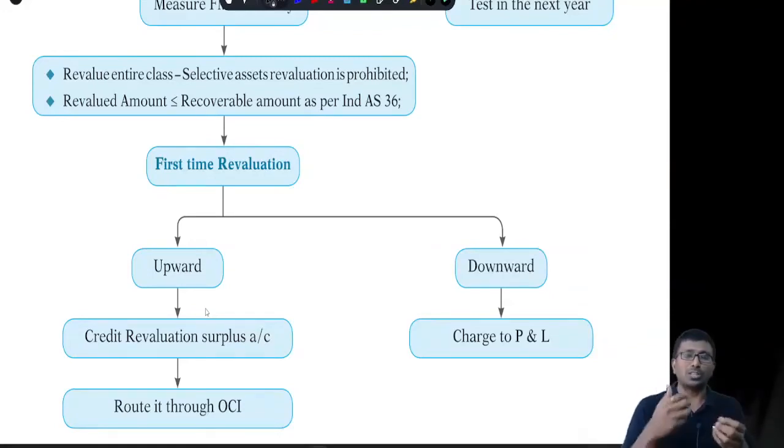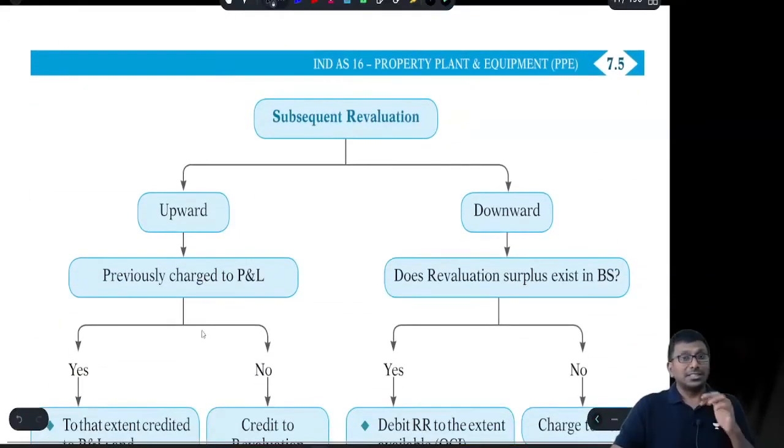Okay, first time you are revaluing, if it has gone upward, it will be transferred to revaluation reserve account. In case of Ind AS, it will be routed through OCI. If it is a downward revaluation, on conservatism, it will be charged to P&L. And next, the subsequent revaluation.